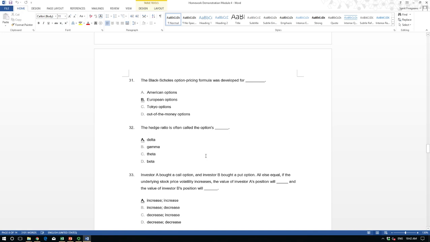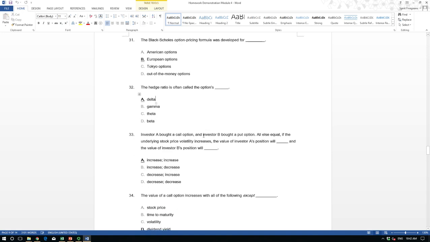Number 32. The hedge ratio is often called the option's delta. That's the first derivative of option price with respect to stock price. And the second derivative is gamma. But here the hedge ratio is called the delta.